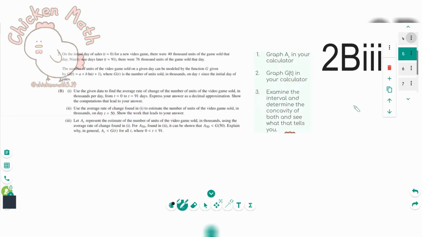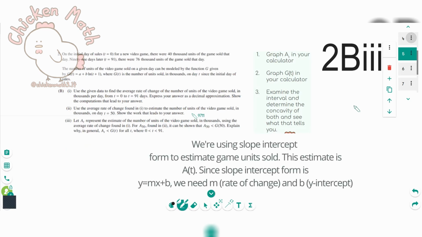We need to find A of t first, and we're told that A of t represents the estimate of the number of units of video games sold in thousands, and it's telling us to use the average rate of change that we saw in the first part. So all we have to do to find A of t is use our average rate of change. That would be our slope. And then we're going to have our y-intercept be 40, because we know that we have a point at (0, 40). So we know there's a y-intercept there.